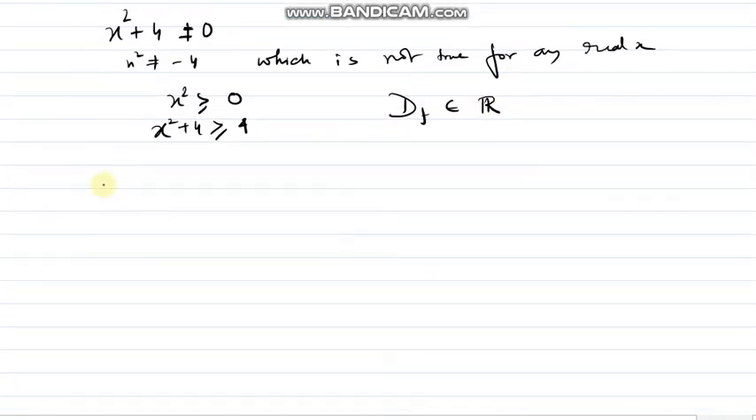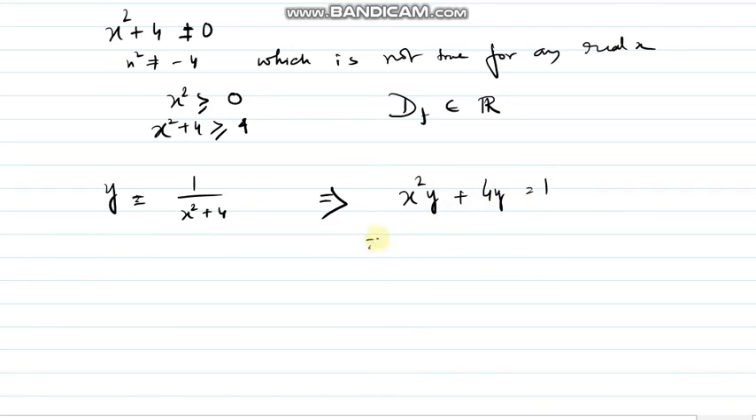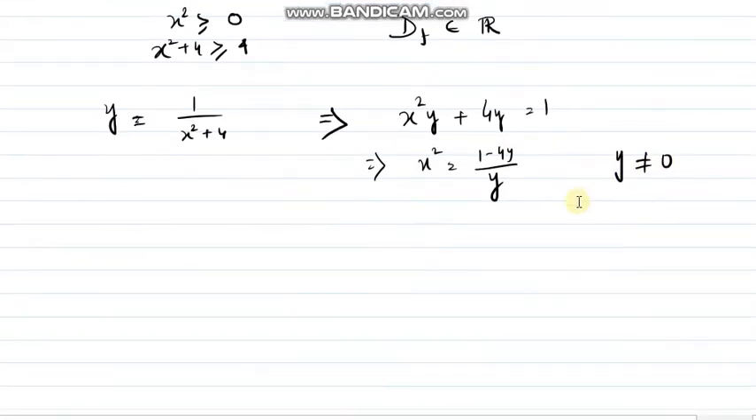Now for the range, if I take y equals 1 divided by x square plus 4, and cross multiply, x square y plus 4y equals 1, so x square is (1 minus 4y) divided by y. So from here we write y is not equal to 0. That's the first case I should write.